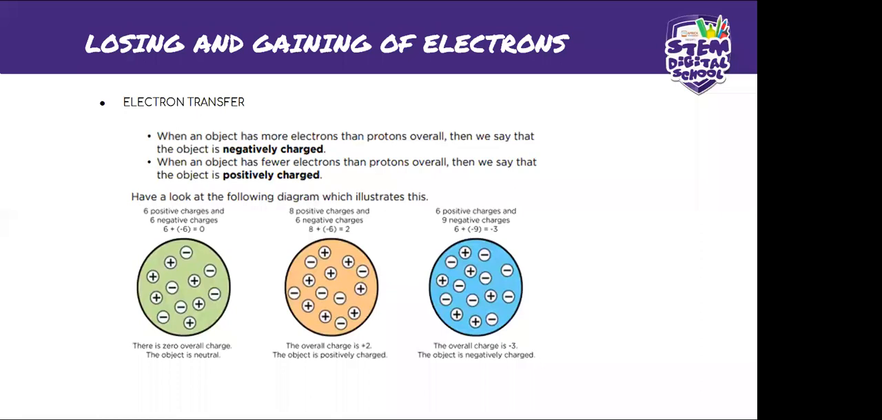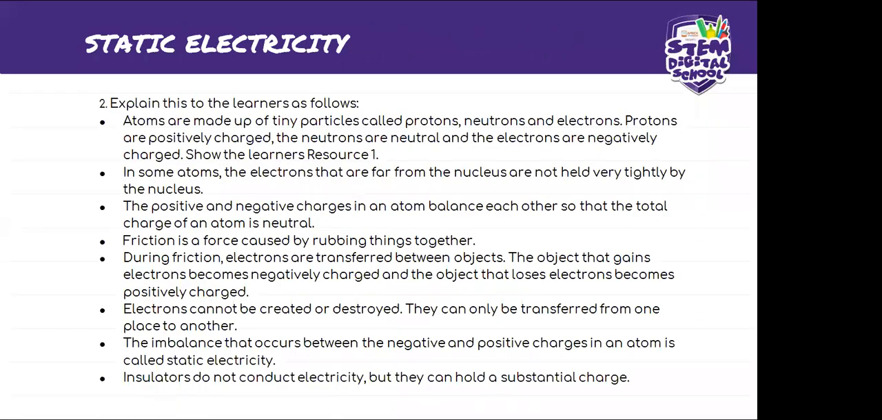Okay. All right. Now let's look at static electricity again in another form, which is similar to what we just looked at, but we have already explained this, and I'm going to repeat it. Atoms are made up of what? Tiny particles called protons, neutrons, and electrons. Protons are positively charged, and neutrons are what? Neutral, and the electrons are negatively charged.